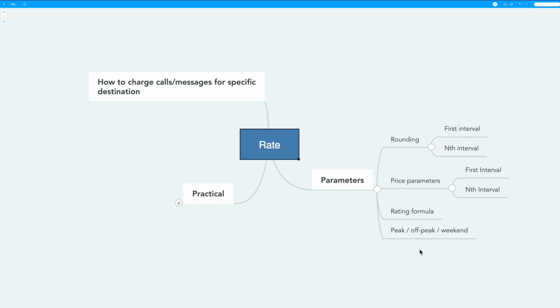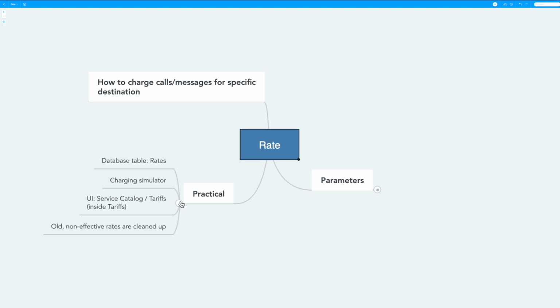We can also set different prices depending on the time of day. We can differentiate between peak and off-peak periods. Evenings are usually considered off-peak and weekends as well. So rate is not just a price, not just one billing parameter. It's a combination of several different parameters.